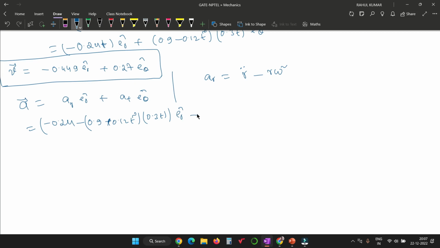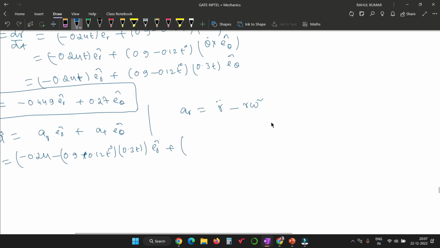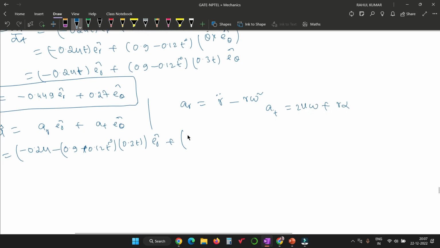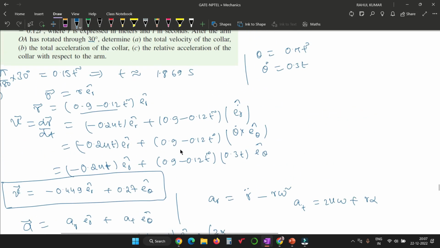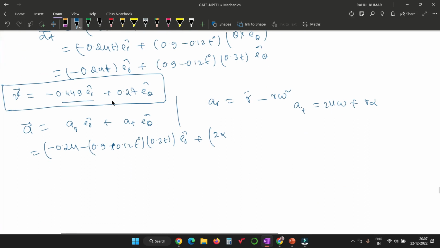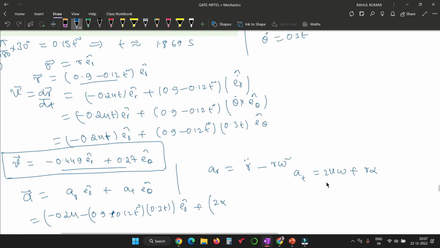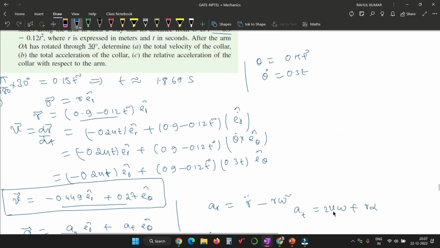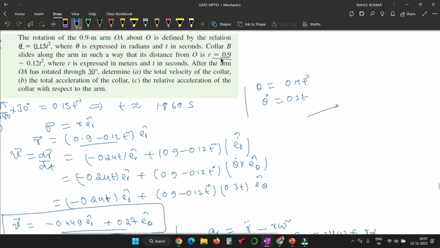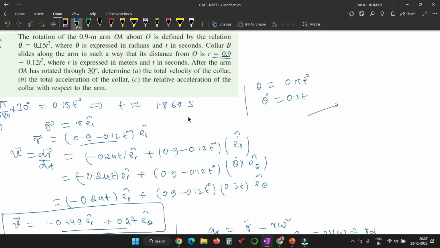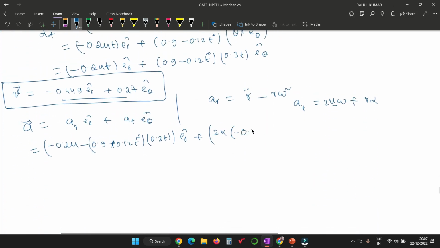And what is the tangential component? 2 v omega plus r alpha. So 2 times v. What is v? You have already determined v. V is the slider's velocity, found by the derivative of this, so minus 0.24. So you do not have to confuse.